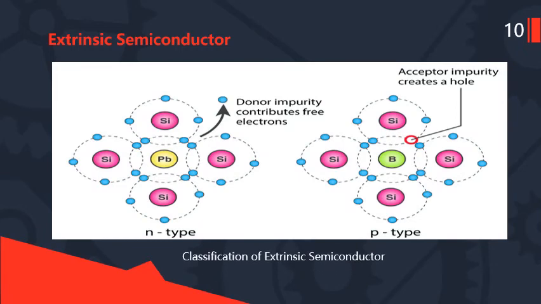This is the diagram of extrinsic semiconductor material. In figure A, N-type semiconductor material, and in figure B, P-type semiconductor material. In N-type semiconductor material, donor impurities contribute free electrons. In a P-type semiconductor material, acceptor impurities create a hole.